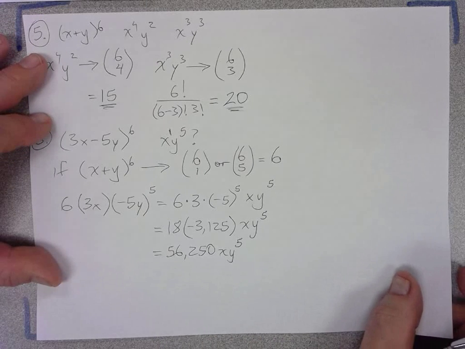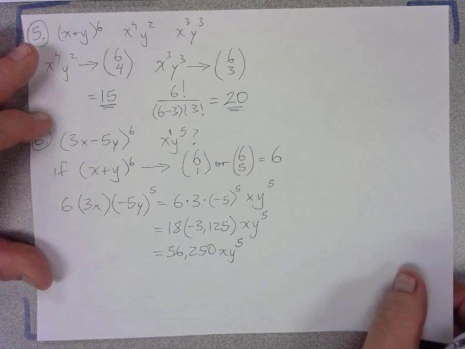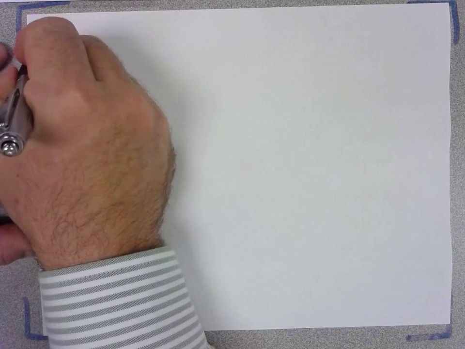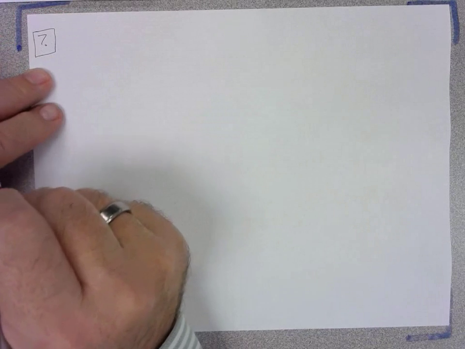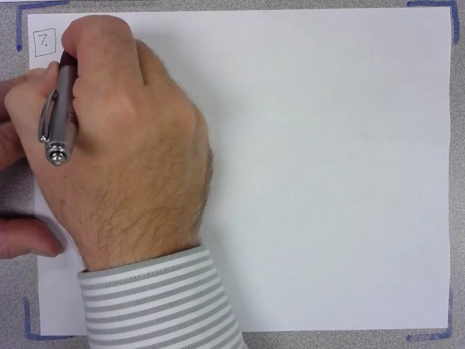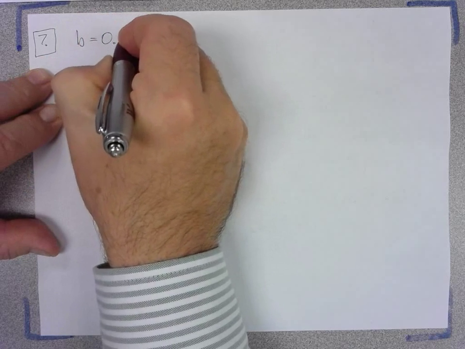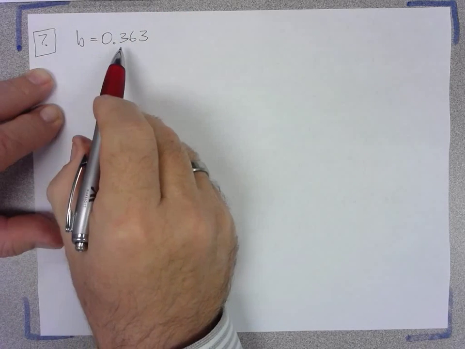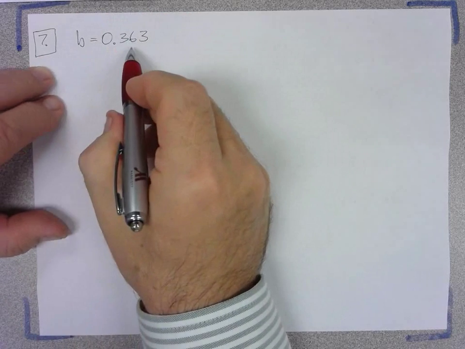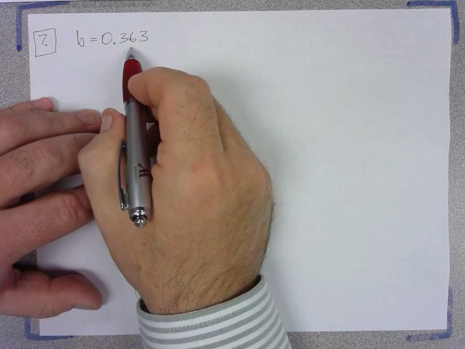Number 7. This is the last one. This is our baseball question. Let me start on a new clean surface here. Simple enough. Number 7. In his prime, Babe Ruth had a batting average, we'll call that B, of 0.363. So that's his hitting percentage. He had a 36% success rate at the plate of getting a hit.